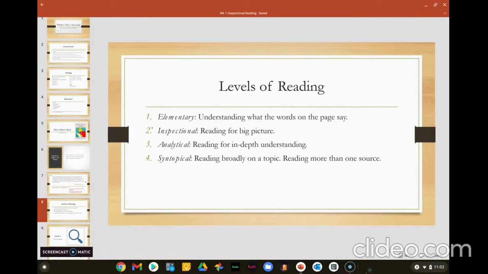So we're going to start in this class at level 2, inspectional reading, which is reading for the big picture. And that's a little different from analytical reading, which is the third type of reading. That's where you read in depth for detail and understanding. And then the fourth level is what we call synoptical reading. This is where you read very broadly across multiple sources and multiple authors to learn as much as you can about a subject. So for this first week, we're going to be focusing on inspectional reading, and then in the following weeks, we'll cover analytical and synoptical reading.